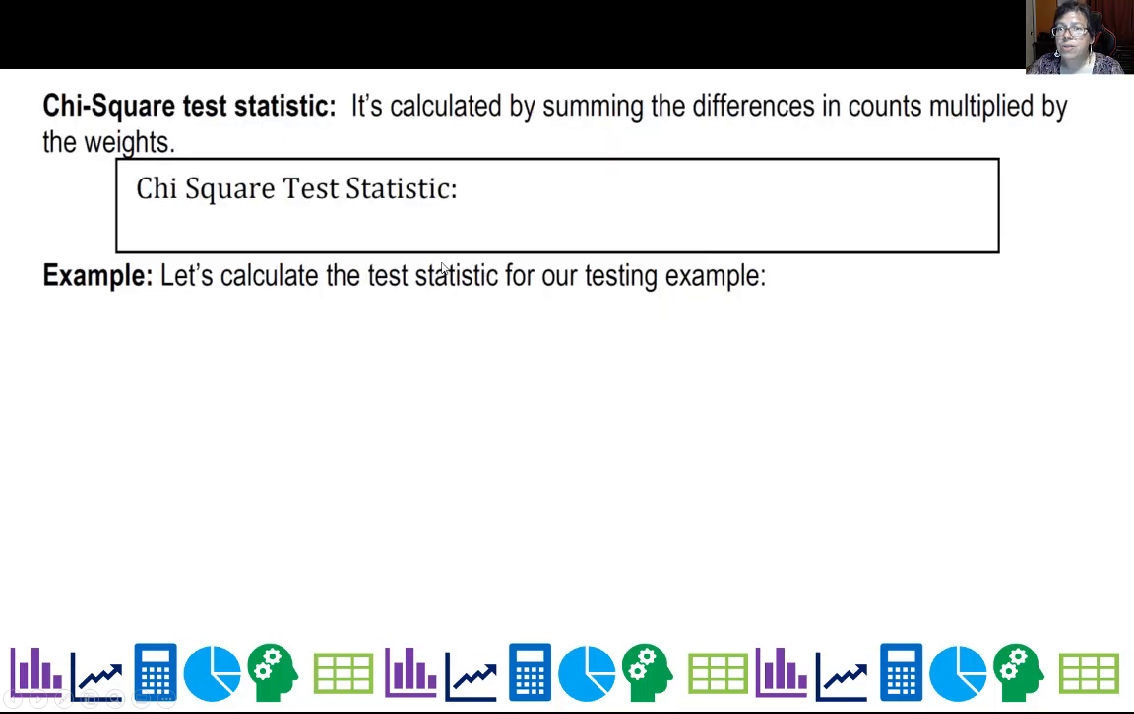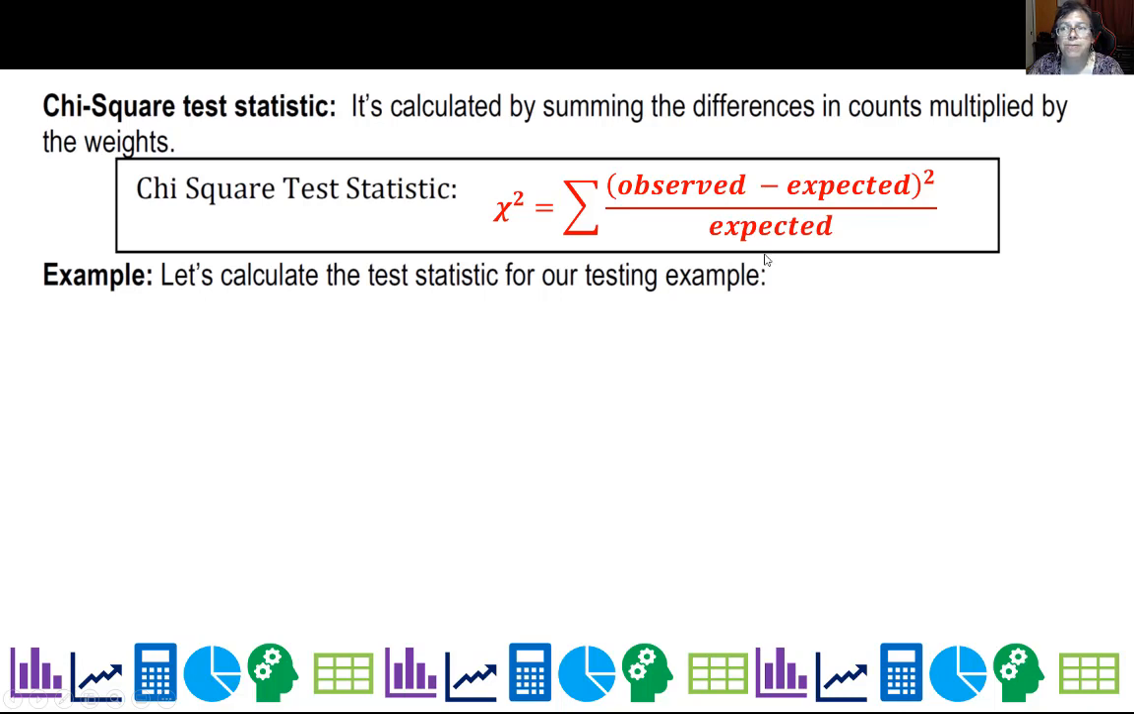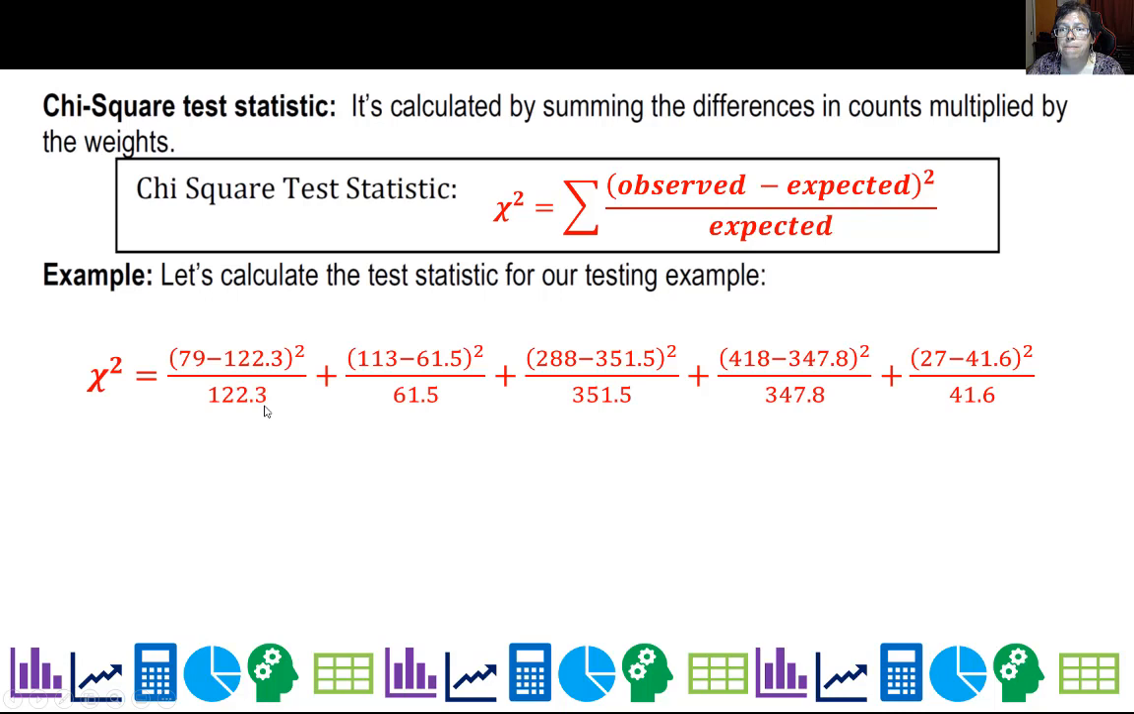So this is called the chi-square test statistic, which is basically your observed minus your expected squared divided by expected, and you sum it for all of your categories. So if we were calculating this, it's that column that we saw: 79 minus 122.3 squared over 122.3. You would do that for the entire set of categories, and when we added them up, in this case, we get 89.2. So this is our chi-square test statistic. How are we going to use that?